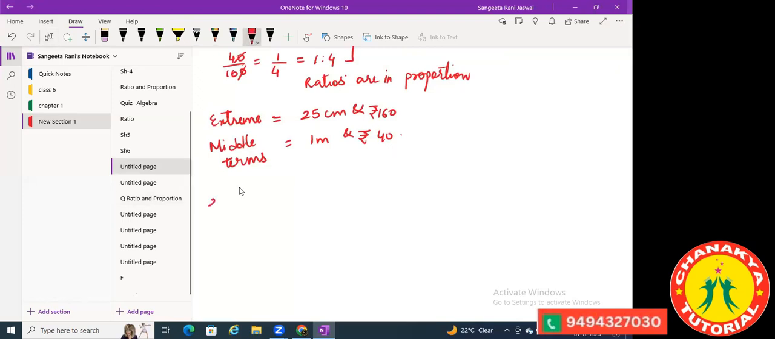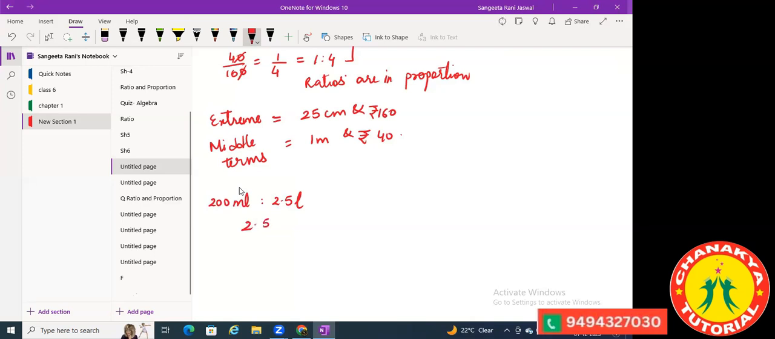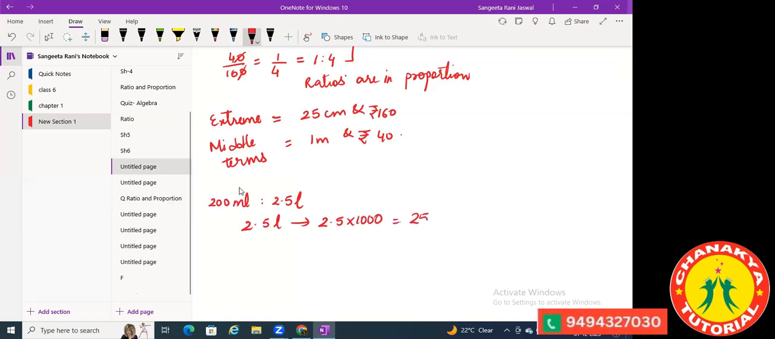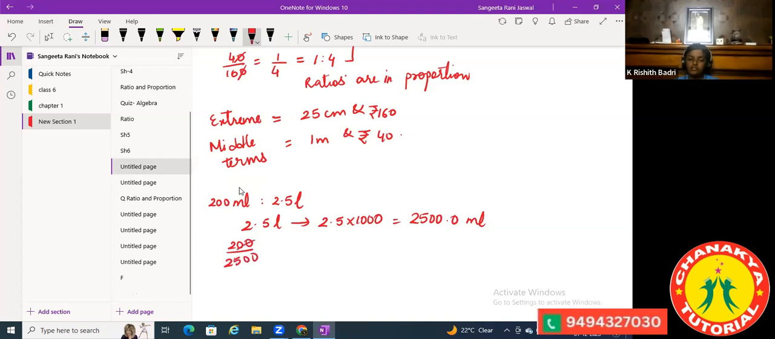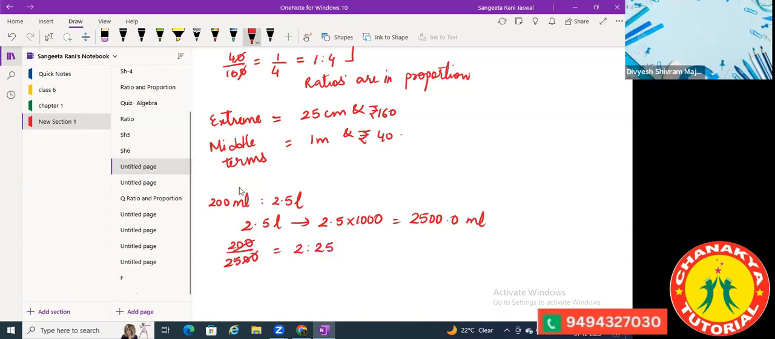So what is the ratio? Ma'am, 200 is to 2500. So I will convert 2.5 liters into ml: 2.5 times 1,000, so this becomes 2,500 ml. Now we'll cancel the zeros. Two zeros cancel, and we cannot divide it further. So the answer is 2 is to 25.